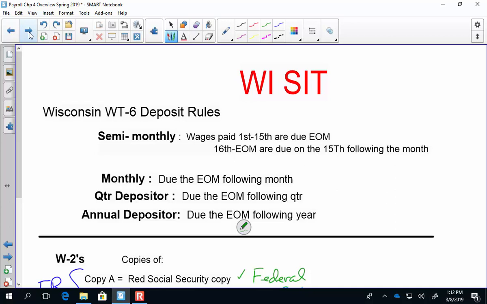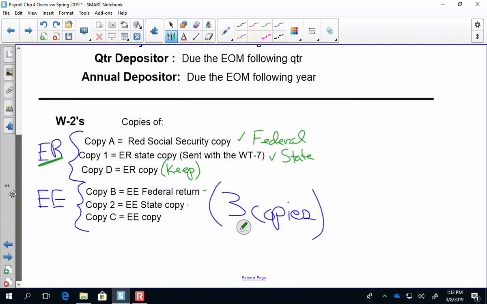I've also, in Word, typed out the WT6 rules. Be also aware that employers and employees should get a certain number of copies. These are following the old rules, but they're still prevalent. Copy A, which is the red, goes to Social Security. Copy 1 is the employer's state copy that should be sent with the WT7. Copy D is for the employer. And B, 2, and C go to the employees. They get 3 copies. So it's just a summary of how the W-2s work.